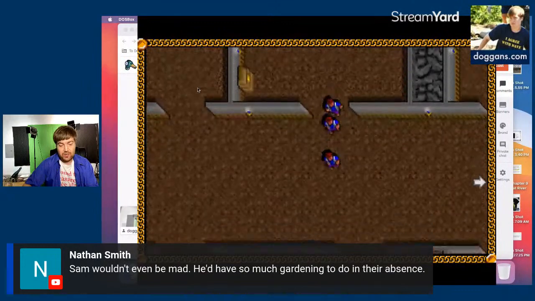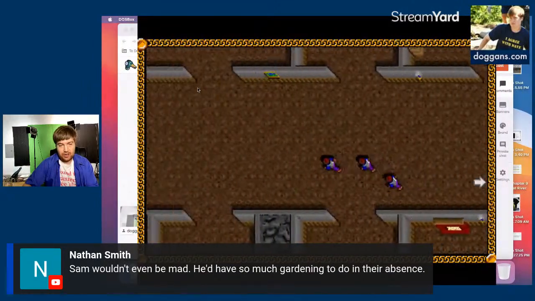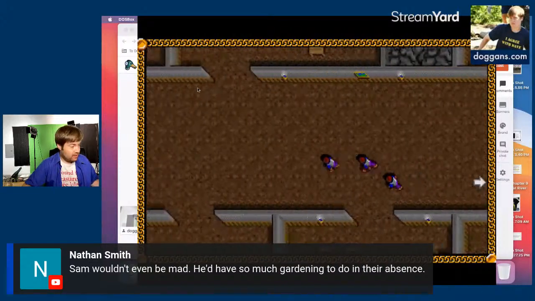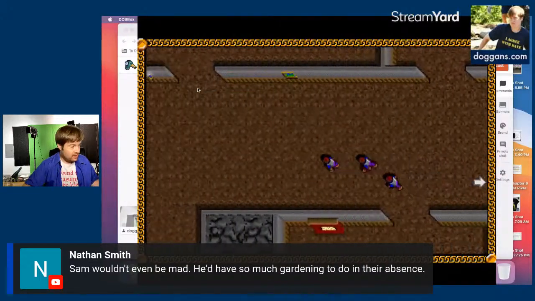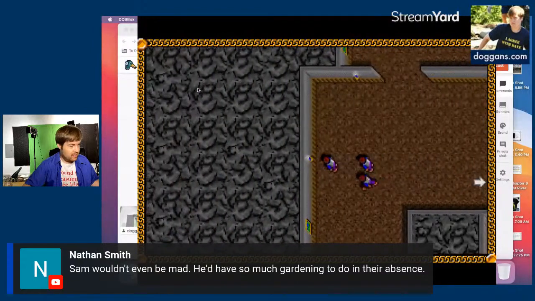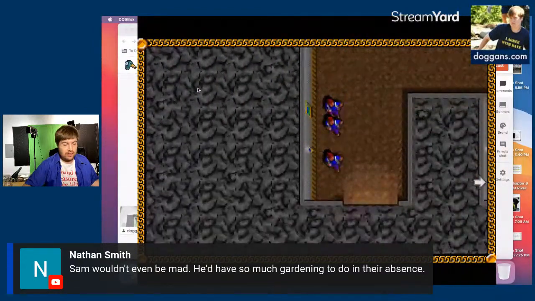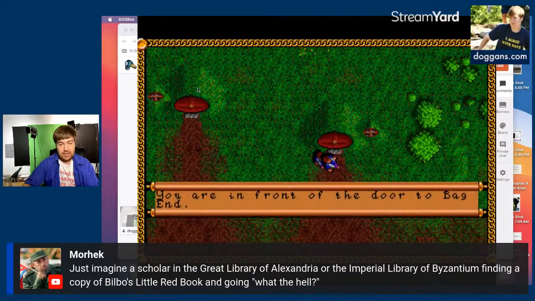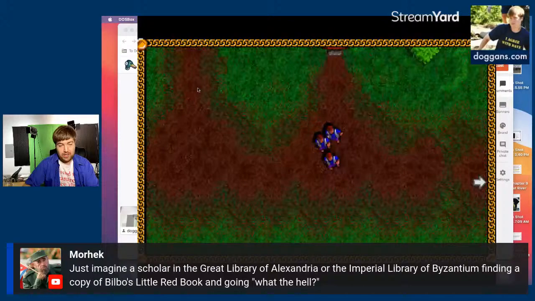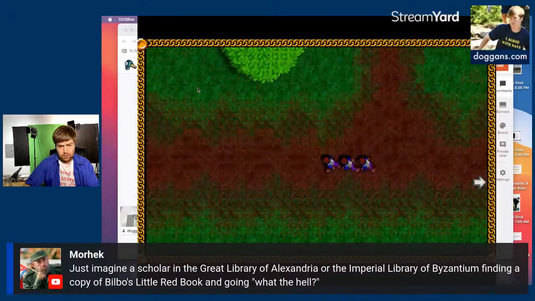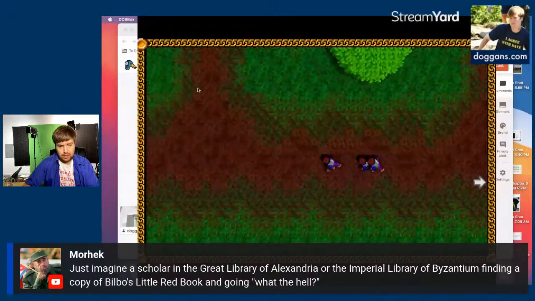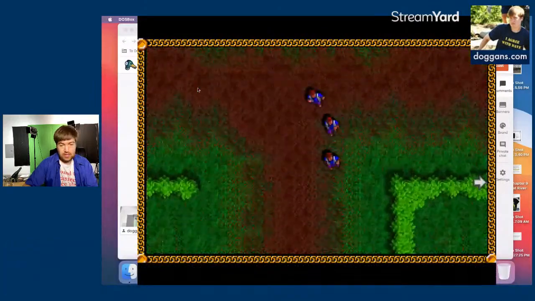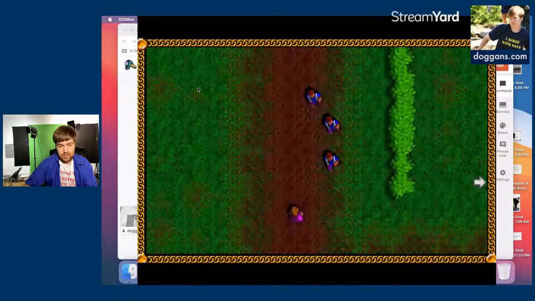Sam would be content with all the gardening, but also, let's be real, the quest would not have been completed without Sam. Sam is the hero. The Red Book of Westmarch is passed down from generation to generation, and years from now, humans will wonder, is there Hobbit in me? All right. Let's go on this quest.